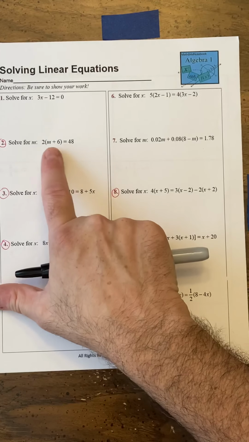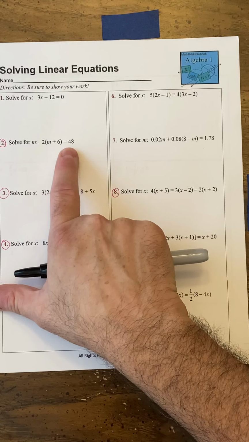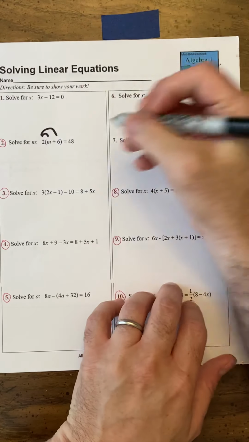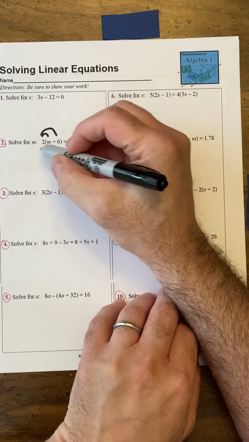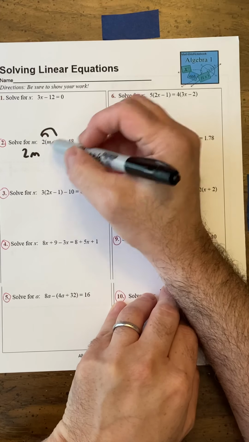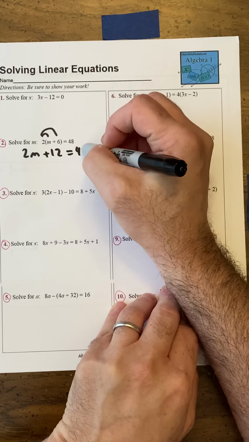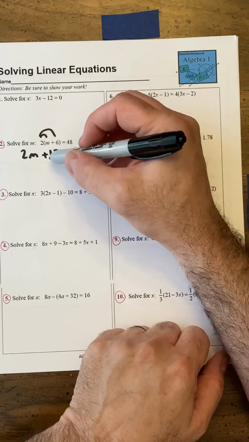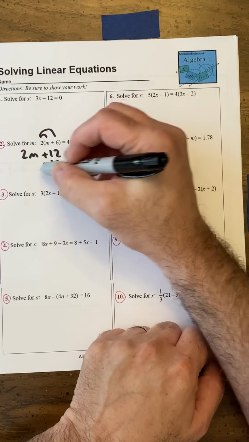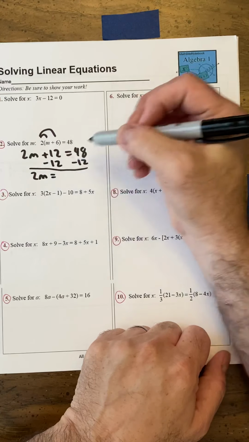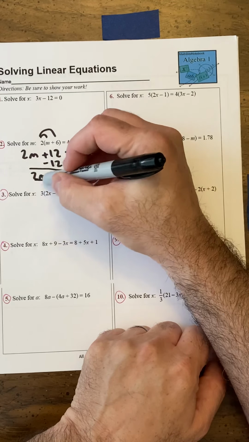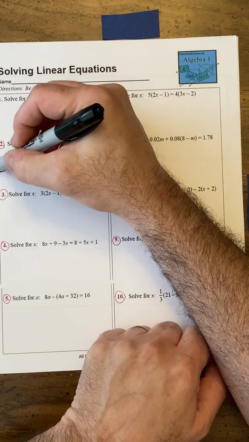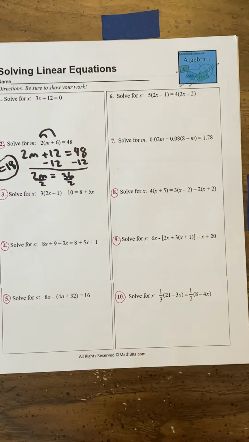All right, so this is an equation, 2 parentheses m plus 6 equals 48. Now, what you need to do is distribute that 2 through the parentheses. So it's going to become 2m, and 2 times 6 is 12, plus 12 equals 48. And then at this point, you need to isolate the variable, subtract 12 from both sides. So now you have 2m equals 36, divide by 2, and I'll put it over here, m equals 18. All right, so you should be pretty good with solving an equation like that.